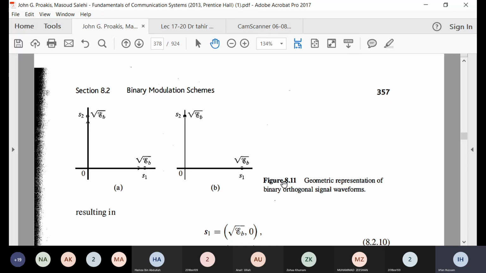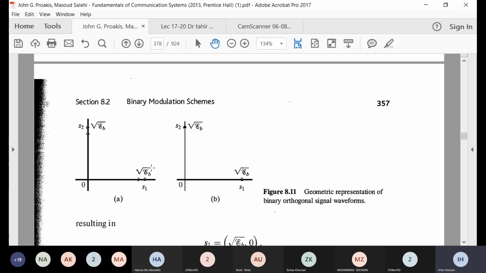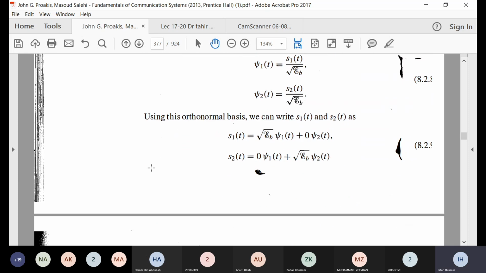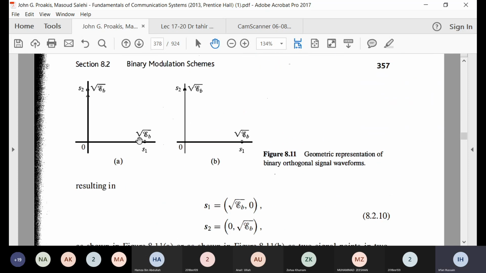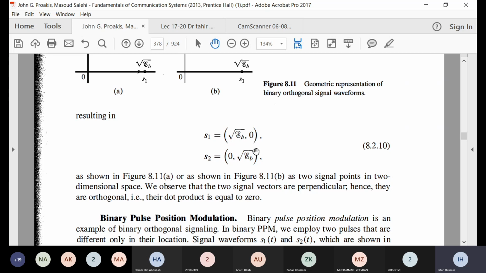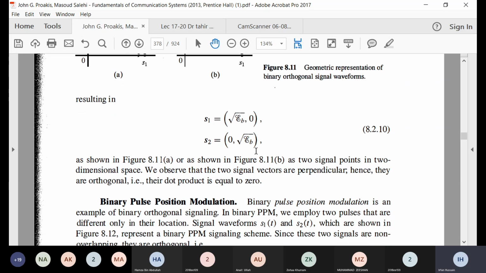And you can see here that as they are orthonormal, their representation will be EB, EB, and they will be orthogonal to one another. This is with arrows and this is without arrows. So S1 is under root EB, 0, S2 will be 0, under root EB. Because their dot products with the other will be orthogonal, hence it will have 0 representation in the other dimension or the other orthonormal vector.